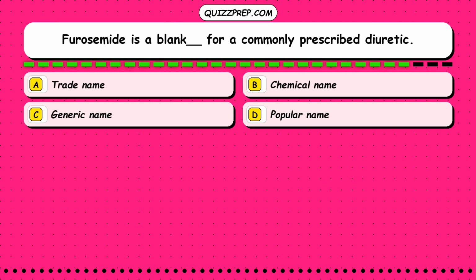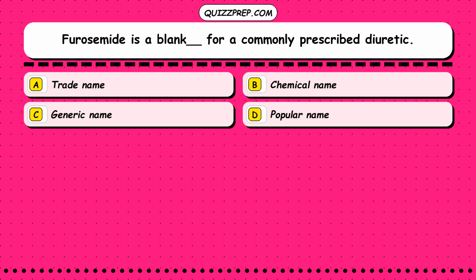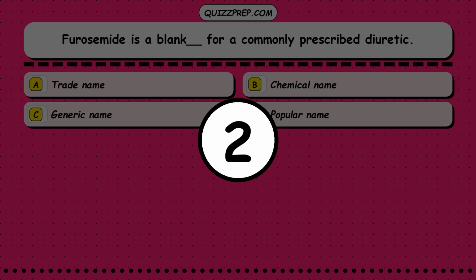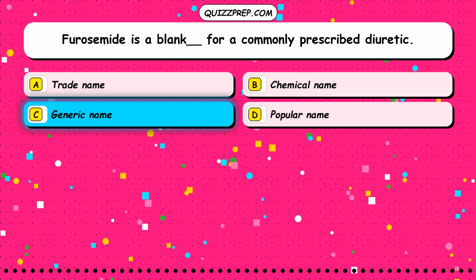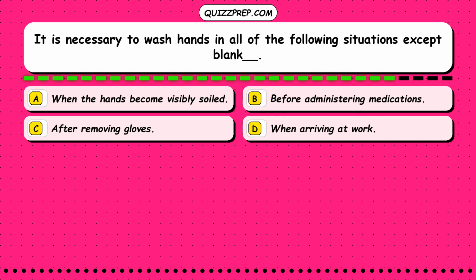Question 244. Furosemide is a blank for a commonly prescribed diuretic. Option A. Trade name. Option B. Chemical name. Option C. Generic name. Option D. Popular name. The correct answer is option C. Generic name. Question 245. It is necessary to wash hands in all of the following situations except blank.